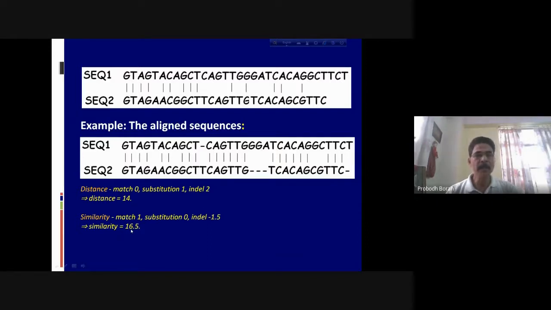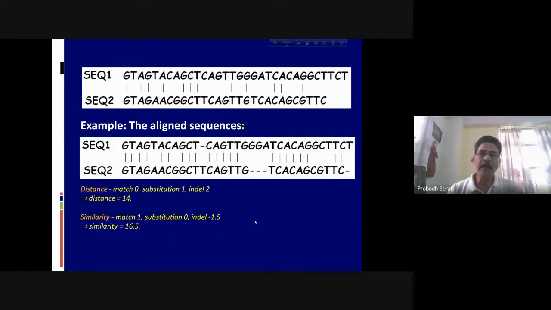So similarity score is higher than that of distance score. Means these sequences are more similar to each other compared to distance. Means their similarity score is higher than that of distance score. So this is 16.5 similarity score, but the distance score was 14. So this is the kind of measurement that we can do by applying a particular scoring matrix.